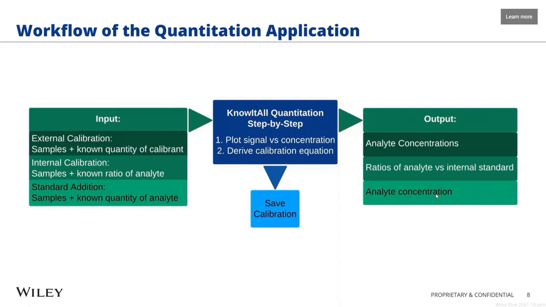It plots the signal versus the concentration. In step 2, it derives a calibration equation. You can save that calibration, but at the end, you are given an output. So if your input is external calibration, samples, and known quantity of calibrant, the output of the software is going to be analyte concentrations. If you're performing internal calibration, the data that you input is samples and a known ratio of analyte. The software will output ratios of analyte versus internal standard.